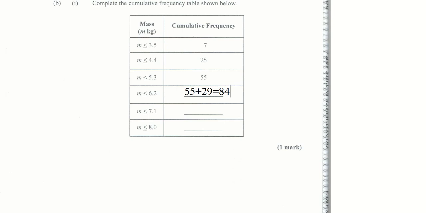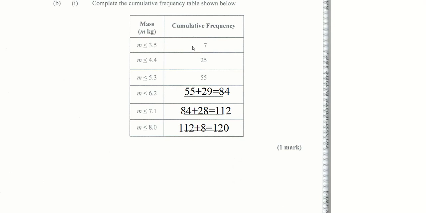And then the next value would be 84 plus the frequency of that one, which would be 84 plus 28, which is equal to 112. And then your last one here would be 112 plus 8, which is equal to 120. So we know that this is your answer for how we would complete our table.